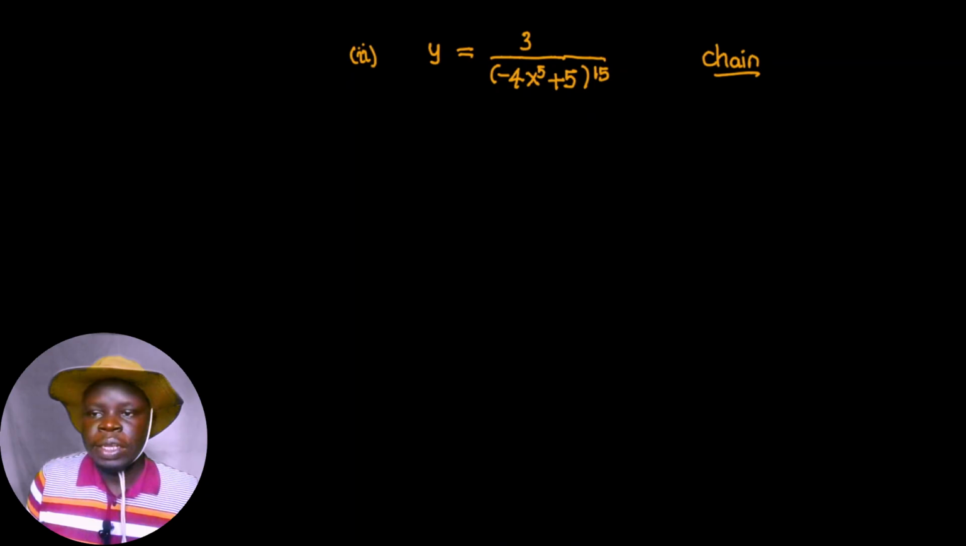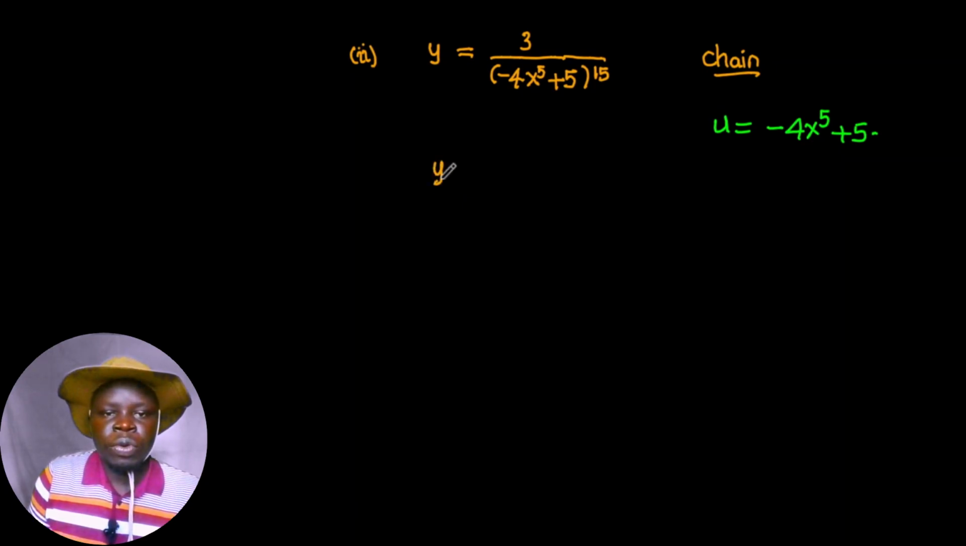So, if that is the case, we have our u here equivalent to what is inside there, that is negative 4x to the power of 5 plus 5. And from here, we can replace our bracket here with our new variable u. Therefore, y will be equivalent to 3 all over u, but remember this was raised to power 15, so we have also u to the power of 15.